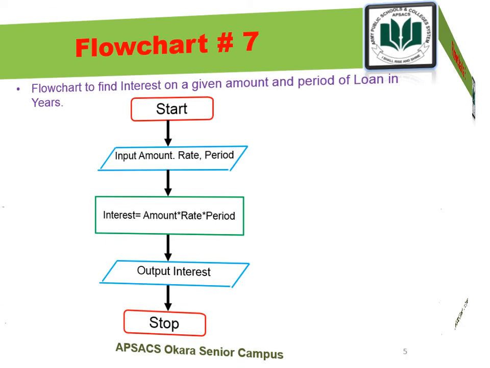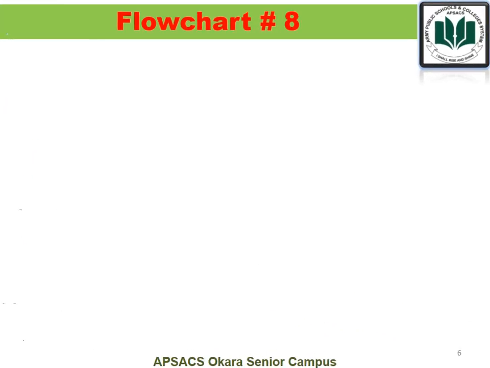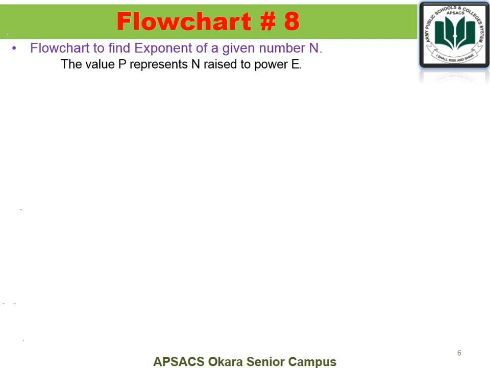So now flowchart number 8. Flowchart to find the exponent of a given number. We are going to find the exponent of a given number. This was a problem that students have asked me about, how to solve this algorithm. So I will be explaining that as well, and also the flowchart. So keep focus and listen carefully.